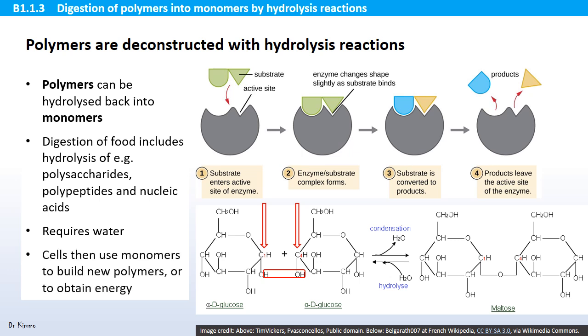Your cells then use these monomers, such as nucleotides, amino acids, monosaccharides, to build new polymers or to obtain energy. For example, when you eat protein, your digestive system will break down the proteins into amino acids, and then your cells will build their own protein from those amino acids.